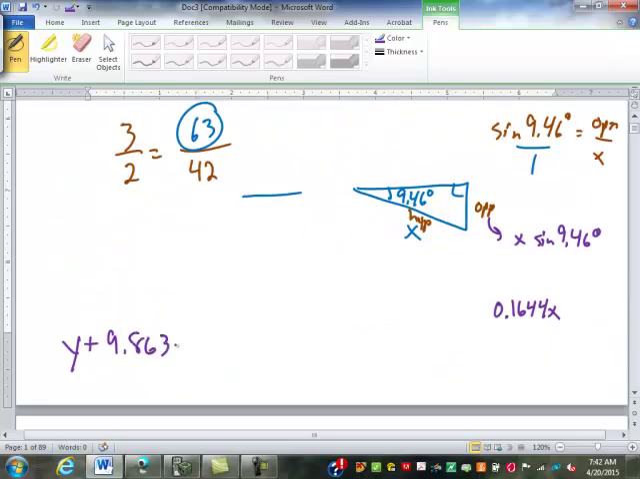9.863 that adds up to 63. Well, there's two variables there. We can't solve it. When we have two variables in an equation, what do we need in order to find the value of the variable?